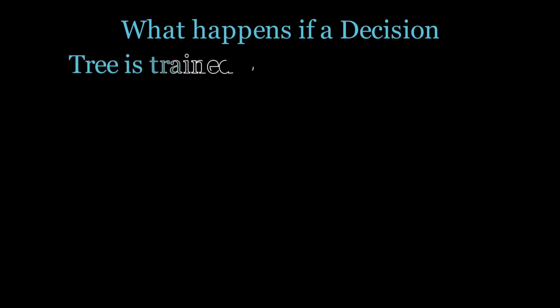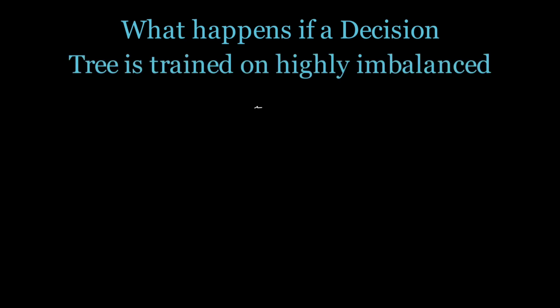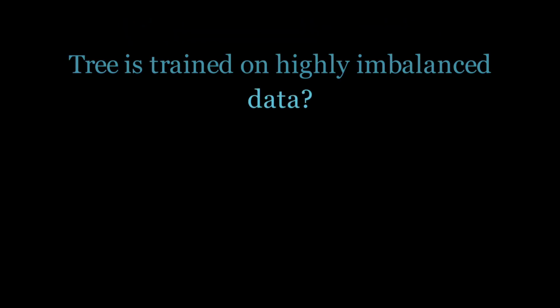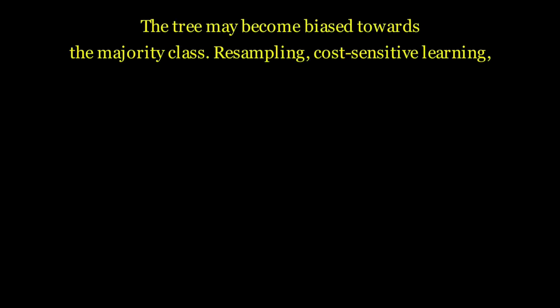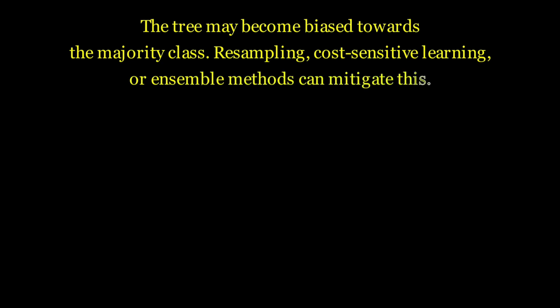What happens if a decision tree is trained on highly imbalanced data? The tree may become biased towards the majority class. Resampling, cost-sensitive learning, or ensemble methods can mitigate this.